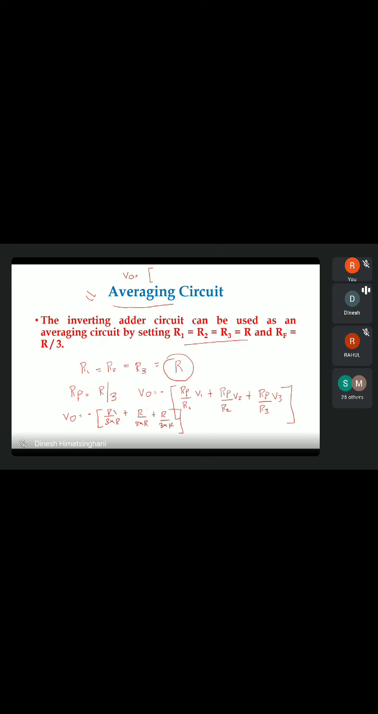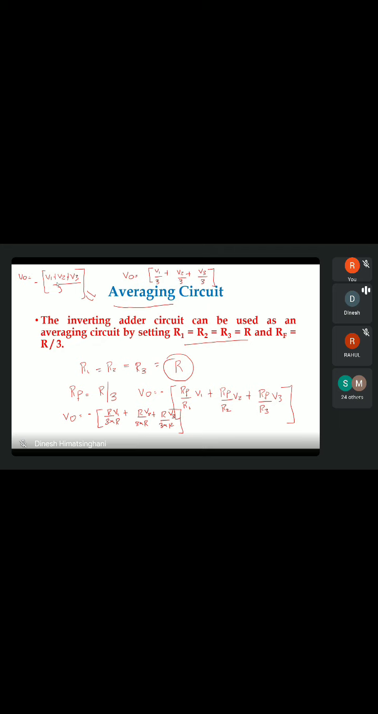Can you see this? This is V1, this is V2, this is V3. So this becomes V1 by 3. This becomes V2 by 3. R and R cancel. Becomes V3 by 3. Okay. So I can actually take 3 out. I can write it like that, V0 is V1 plus V2 plus V3 divided by 3, obviously there is a negative sign here that I've shown you. So this is the average of the 3 input voltages, V1 plus V2 plus V3 divided by 3.